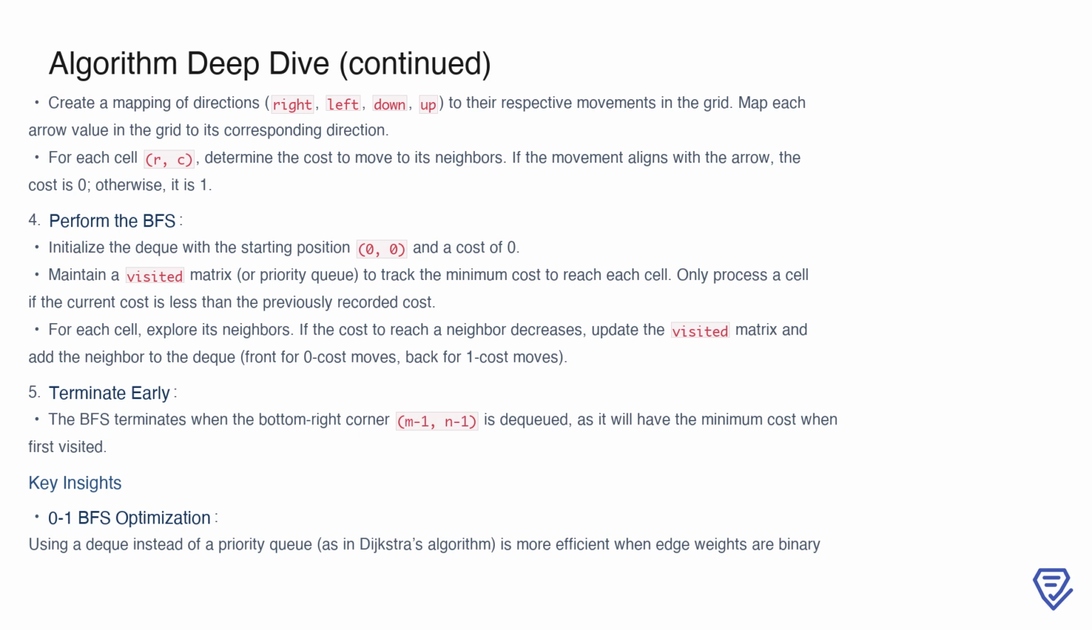With this cost model in place, we initialize the BFS by starting at the top left corner, 0, 0, with an initial cost of 0. A visited matrix helps us track the minimum cost to reach each cell, ensuring that we only process a cell if the current cost to reach it is better than any previously recorded cost. As we traverse the grid, we evaluate all neighboring cells, updating their costs and adding them to the deque. Zero-cost moves are prioritized by placing them at the front of the deque, while moves with a cost of 1 are added to the back. This ensures optimal exploration of the grid.